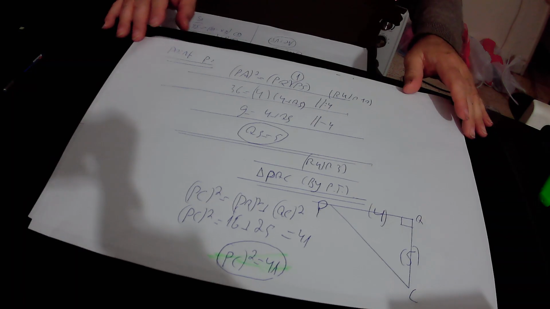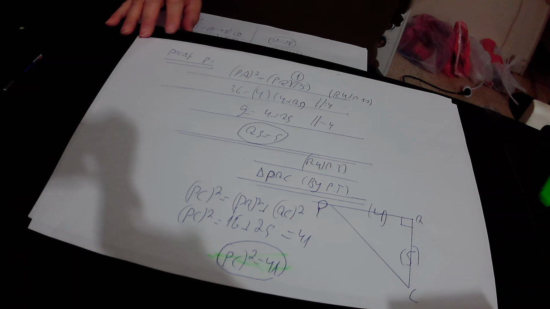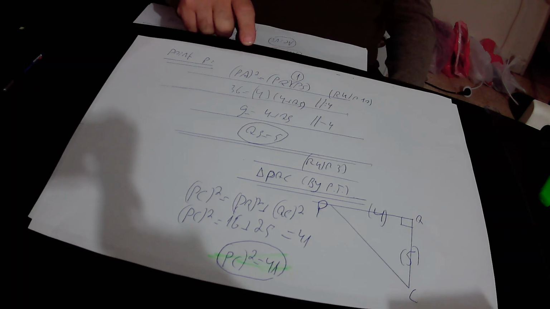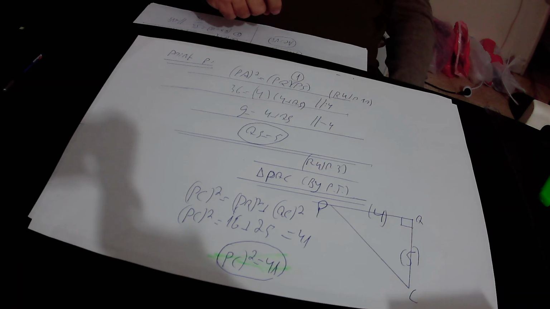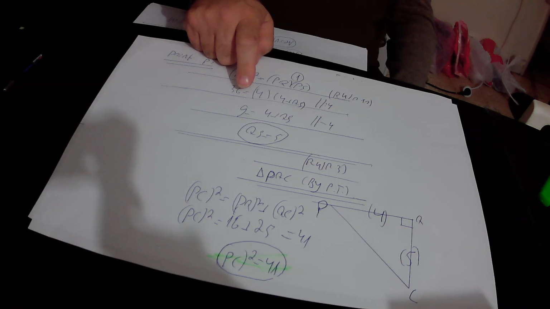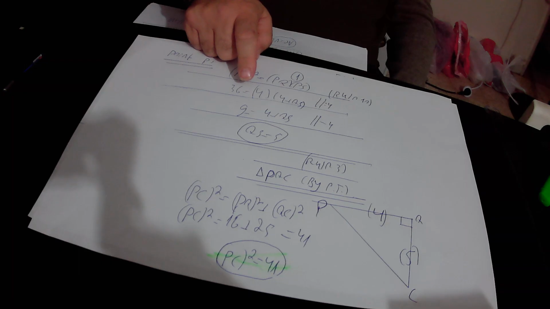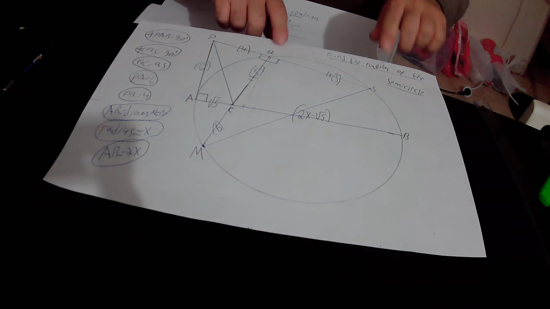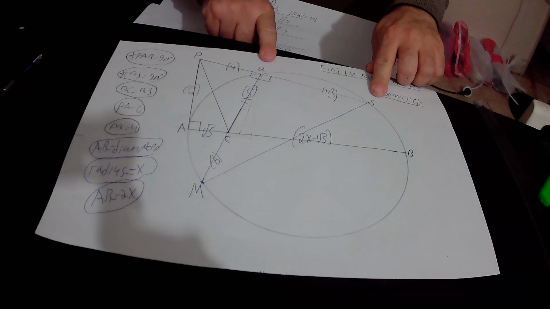So in conclusion, we found out that according to rule number 10, 36 equals 4 times (4 plus QS). Here we divided this equation by 4, and finally we get that 36 over 4 is 9, so 9 equals 4 plus QS. Here we subtract the 4 from this equation, and finally we got that QS equals 9 minus 4, that is 5. Here, this line segment QS equals 5 units in its length.